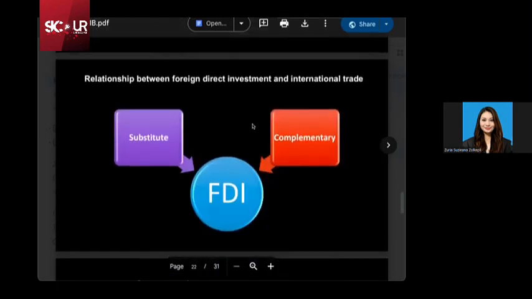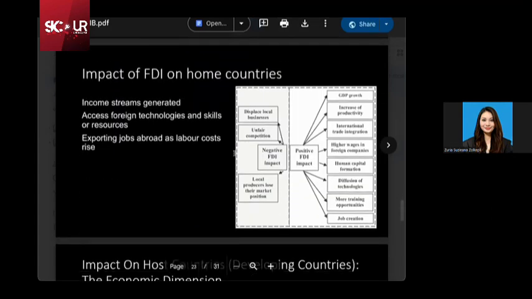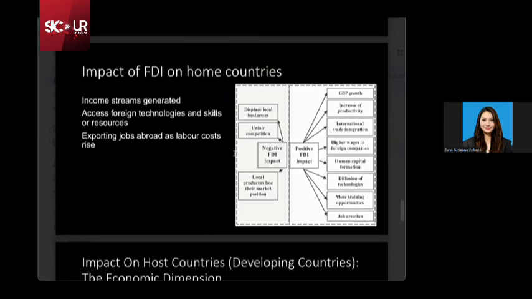Okay, so FDI can act as a substitute and also as a complement. Substitute means that when a firm decides to invest and produce in a foreign country to serve the customer directly. Complementary means that efficiency-seeking firms look for the best location to produce and export their product. So here comes the next topic, which is this one.